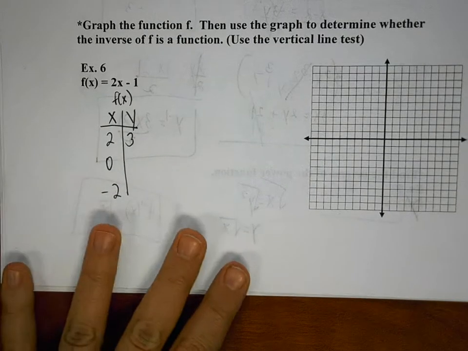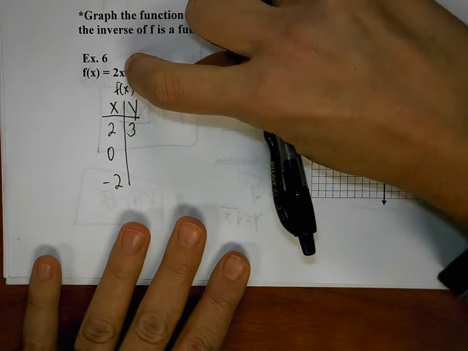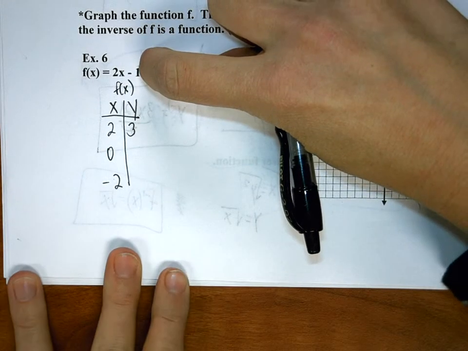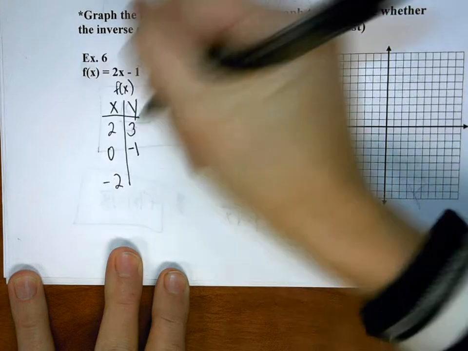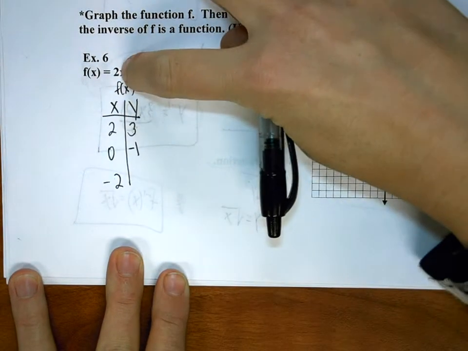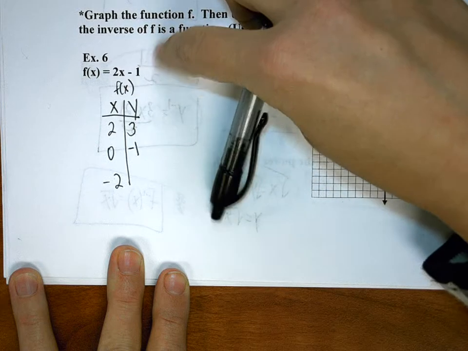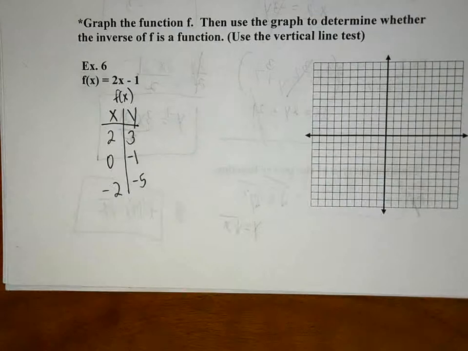Then we're going to plug in 0. 2 times 0 is 0, and 0 minus 1 is negative 1. We plug in negative 2. 2 times negative 2 is negative 4, and negative 4 minus 1 is negative 5. So we're going to plot our function.